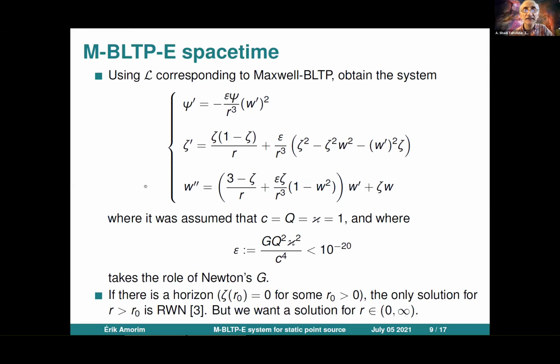If I understand the question, this is a line that I skipped in my presentation. There's a paper that claims the opposite, that there are no solutions other than Reissner-Nordström, provided that you have a horizon, provided that at some positive value of r the zeta function actually is zero, which is exactly what I want to avoid here. I want to model the singularity as the particle as a naked singularity. So the solution that I found has a zeta that's strictly positive at all values of r.